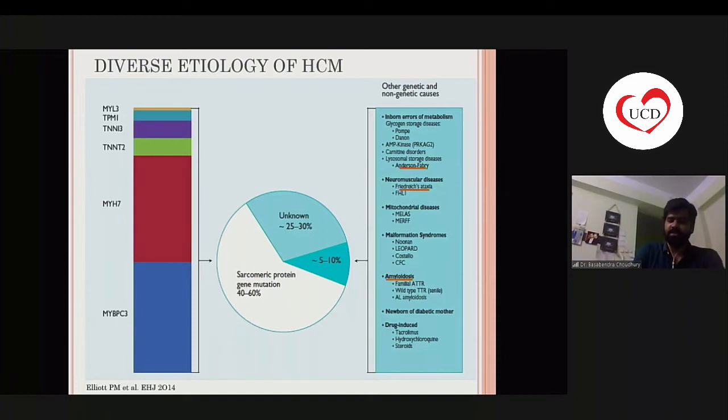Around 40 to 60% have a documented sarcomeric protein gene mutation, among which myosin binding protein C3 mutation and myosin heavy chain 7 are the two common forms. 5 to 10% have various storage disorders and mitochondrial diseases, of which Fabry disease, Friedreich's ataxia, and amyloidosis deserve special mention. However, you can see that in a large chunk, 25 to 30% of patients, the etiology remains unknown.